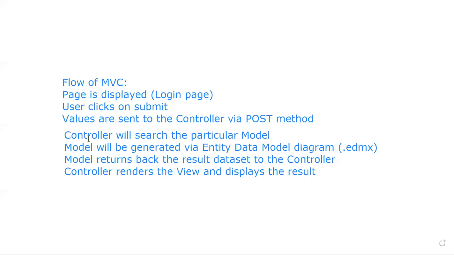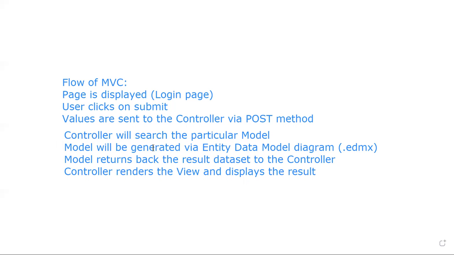And then the controller will search the particular model for processing the data. It should communicate with the database. After sending the values to the controller, we should send the values to the database for inserting, selecting, or updating. So for performing different types of operations, the controller will search the particular model.